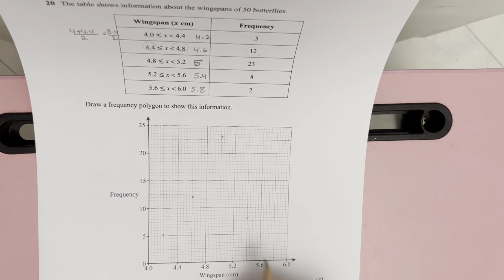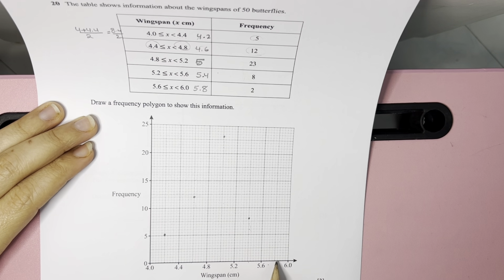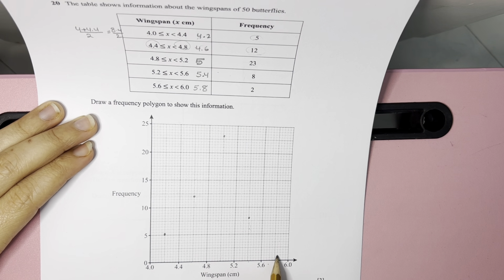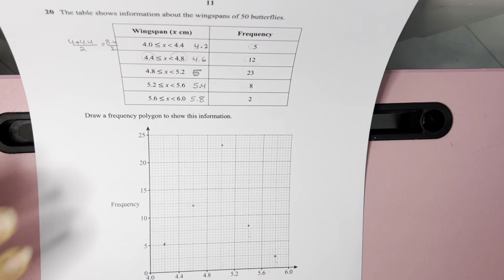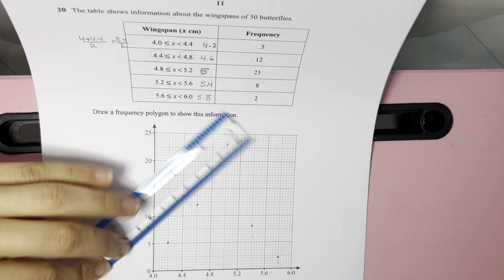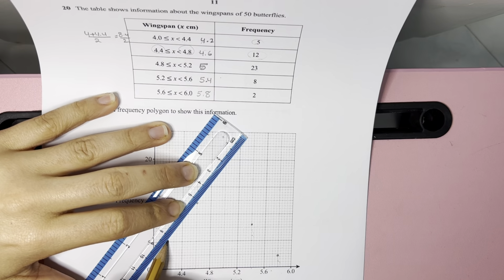Then to 5.8 and 2. So 1, 2. After you finish, you should do what? You should join them all with your ruler.